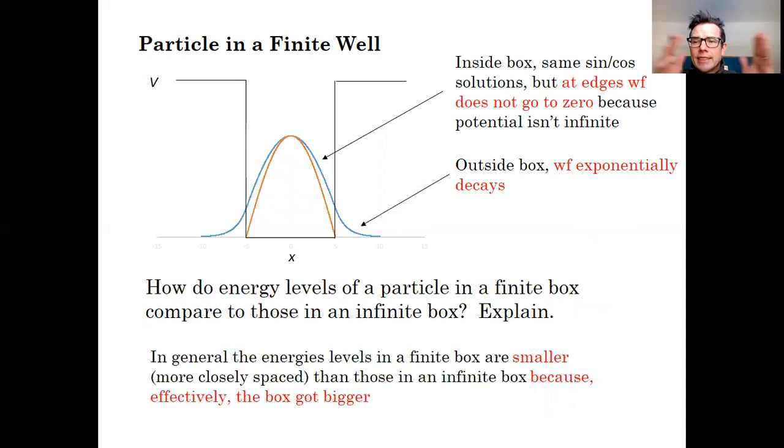And if the box has gotten bigger, the wavelength increased, so its energy decreased. So in general, the energy levels in this finite box are smaller, more closely spaced than those in an infinite box, because the box effectively got bigger. So it'll cause the energy levels to shrink.